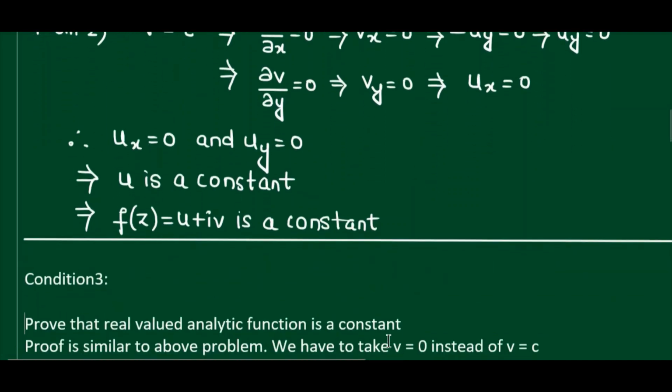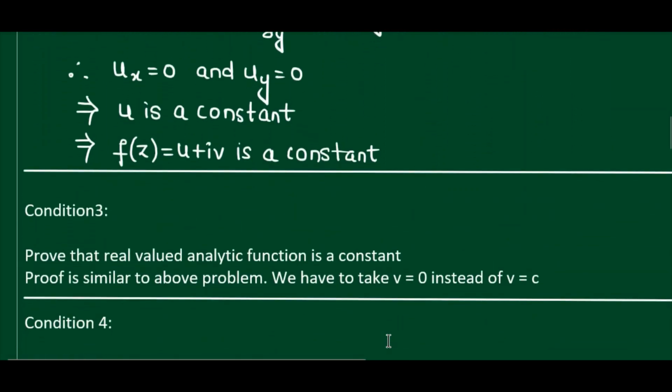Now condition 3, prove that the real valued analytic function is a constant. The proof is similar to the above problem, condition 2, where instead of v equal to c, we have to take v equal to 0 in this proof to solve.